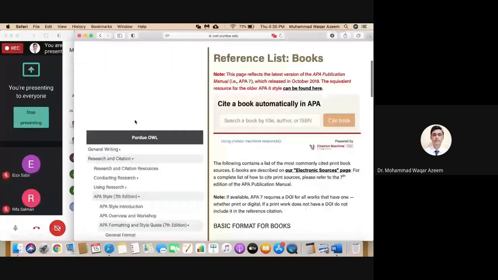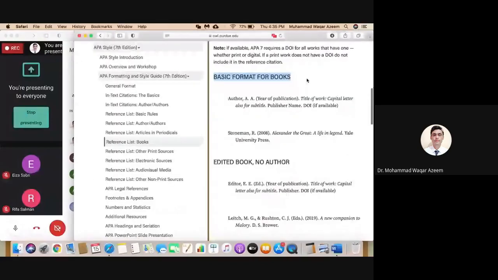So here is the basic format for books. So you first write the name of the author. We understood that as a basic rule. It applies to all kinds of resources. Then you write the year of publication in parentheses. After a period, you write the title of work, the title of the book, basically.